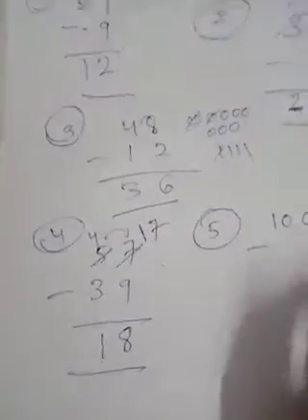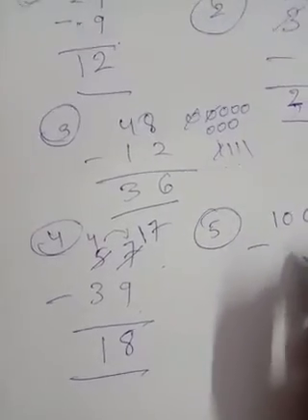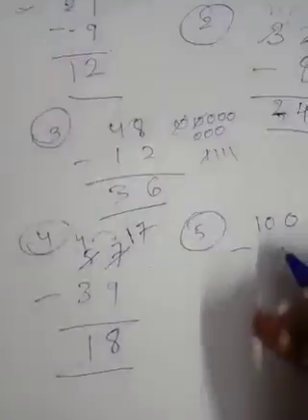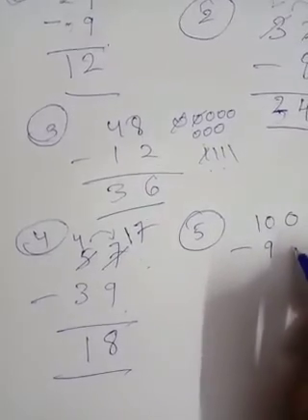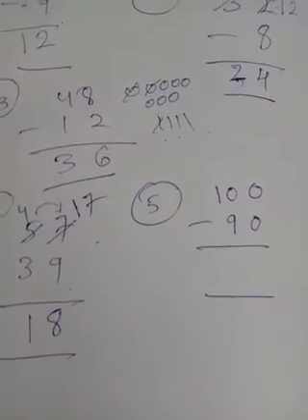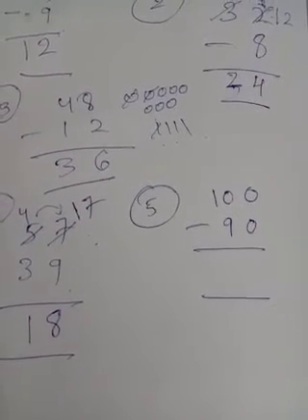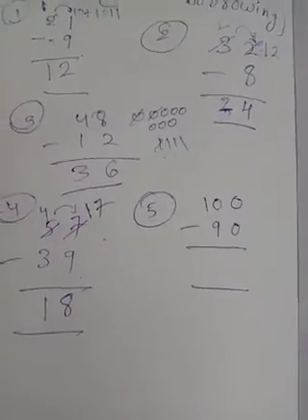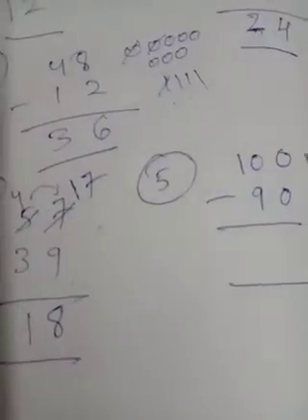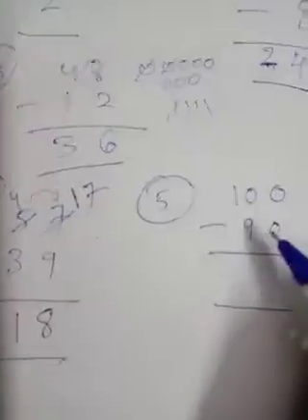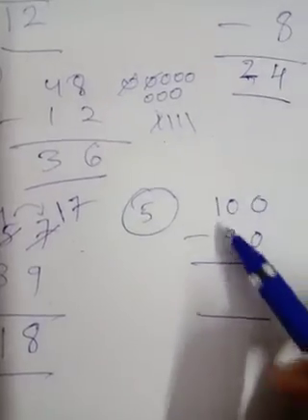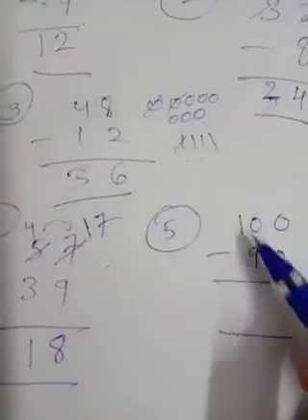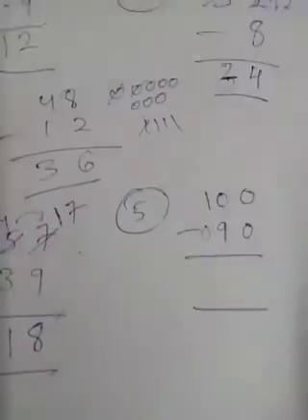100 minus 90. How much? 100 minus 90. 0 minus 0. So first of all you check this: ones, tens, hundreds. The hundreds place has no number there, so we are keeping 0. So for ease, children, you keep it like that.